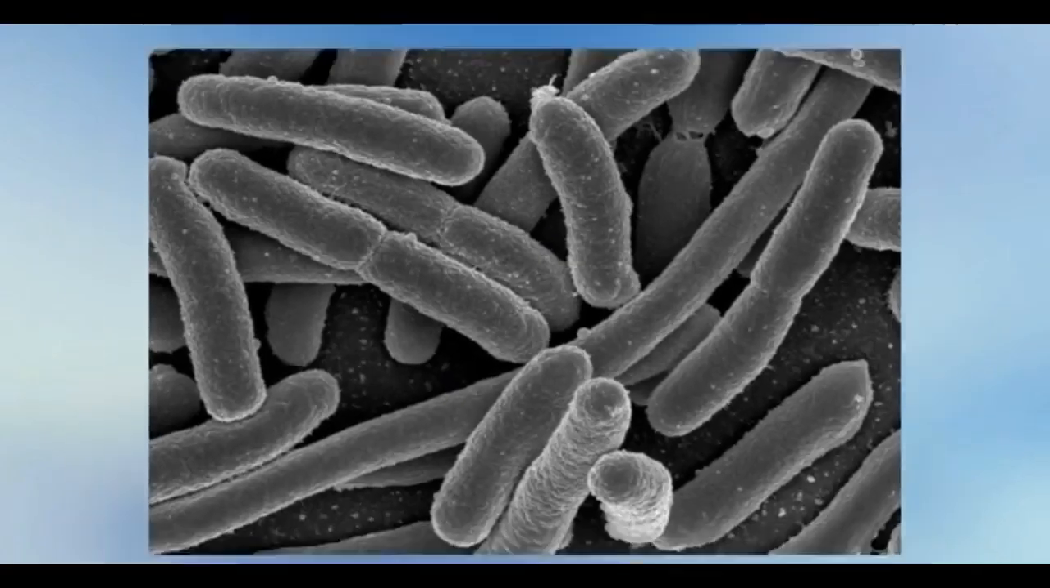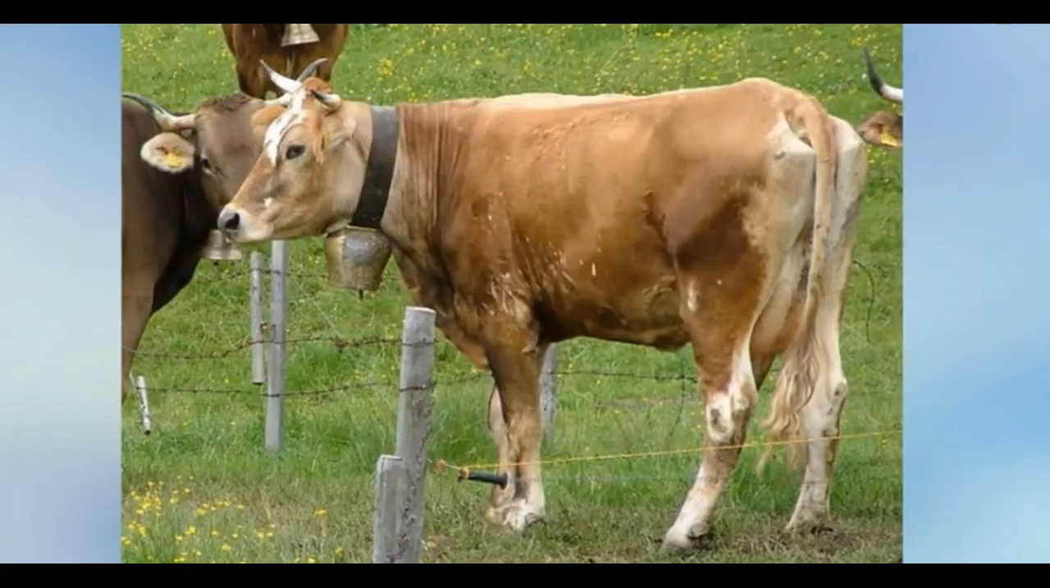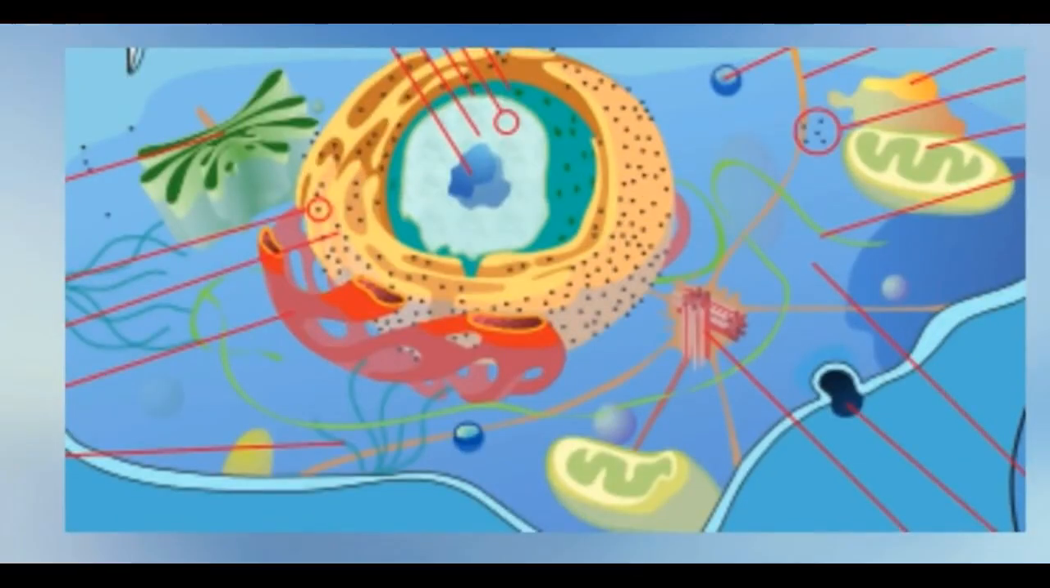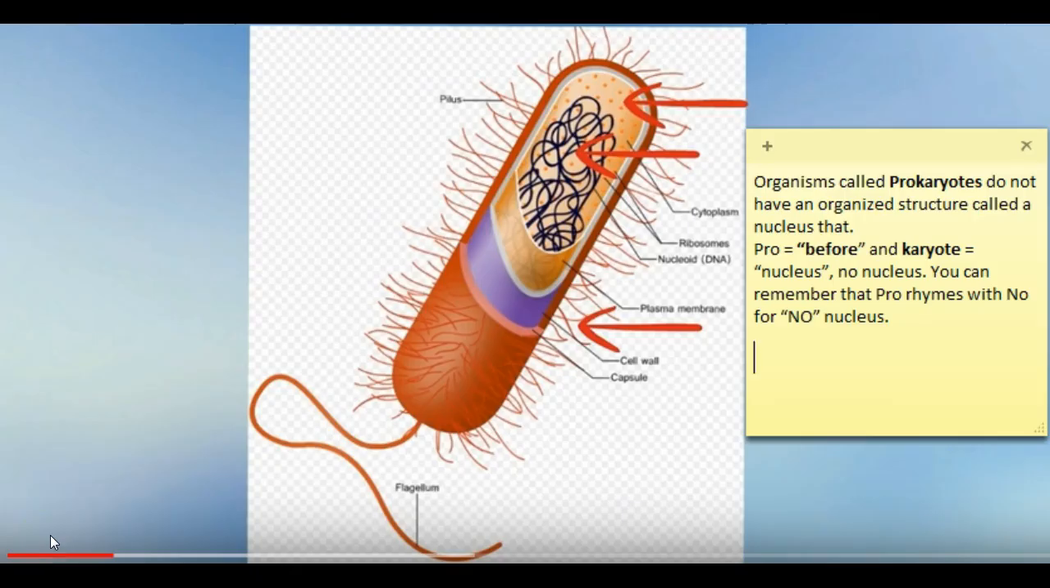Kingdoms sometimes contain only unicellular organisms, like ones found in hot springs, cow stomachs, and all over the earth. These do not have a nucleus, so they're called prokaryotes. Prokaryotes are going to be organisms that do not have an organized nucleus. They have DNA and they have cytoplasm like every organism, but that pro means before, karyote means a nucleus. So you can remember it because pro rhymes with no for no nucleus.